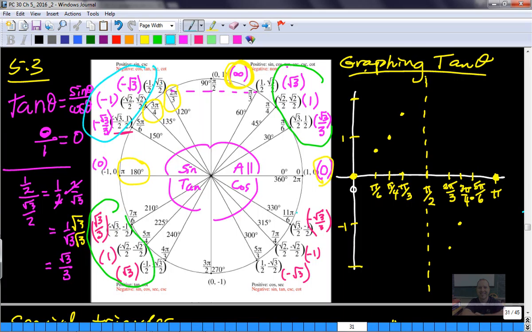And these values are the same as these ones. Which means that we have a repeating pattern every halfway around the unit circle. Okay? So we have all positive values, all negative, then all positive again, then all negative again. So we have actually 2 complete cycles within that 2 pi.